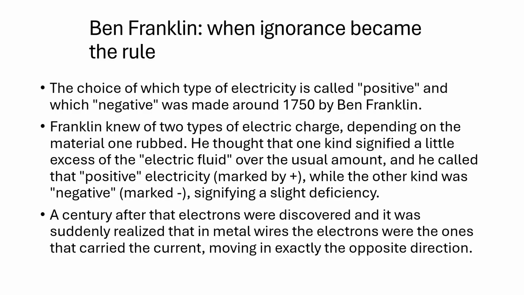All right, so Ben Franklin made the choice of which type of electricity is called positive and negative, around 1750. So everyone calls it the Franklin current when they talk about current. The vector direction for current is the direction of positive charge flow. That's Ben Franklin's fault. Franklin knew of two types of electric charge depending upon the material one rubbed.